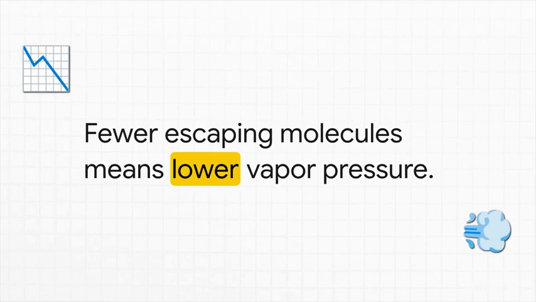And the result is pretty simple, right? If fewer molecules can escape, the pressure from that vapor goes down. This is the first, most fundamental change we see. Adding a solute always lowers the vapor pressure. And this one single effect sets off a whole chain reaction.